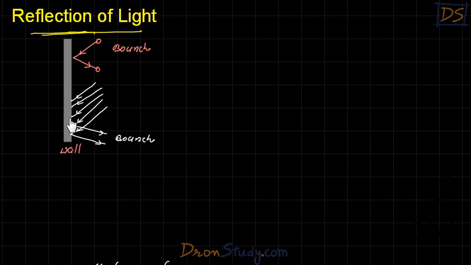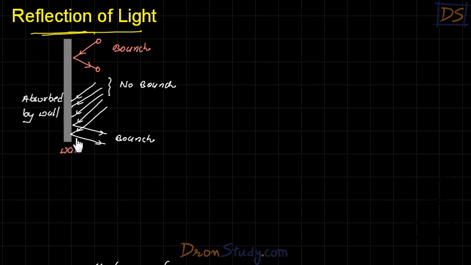However, some of the light rays will not bounce back. So these light rays which hit the wall and do not bounce are said to be absorbed by the wall. We'll say that these light rays which have hit the wall have not bounced back. They hit the wall and have been absorbed by the wall. But some of the light rays hit the wall and they have bounced back.